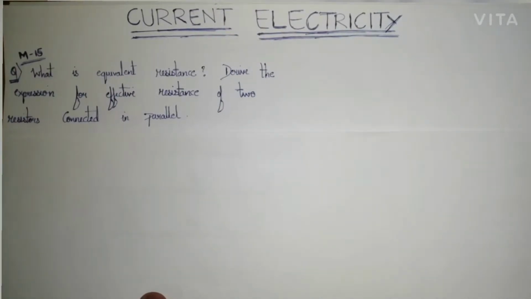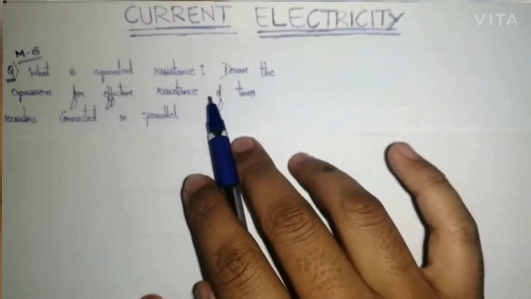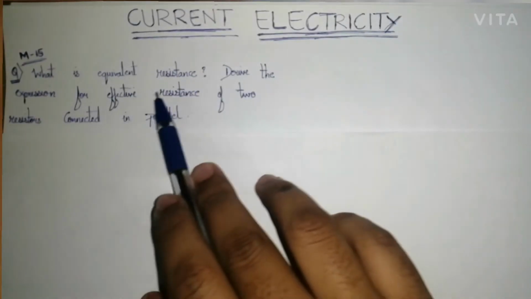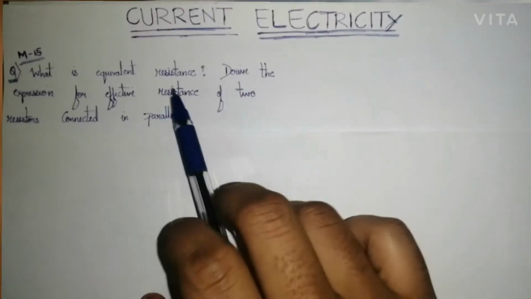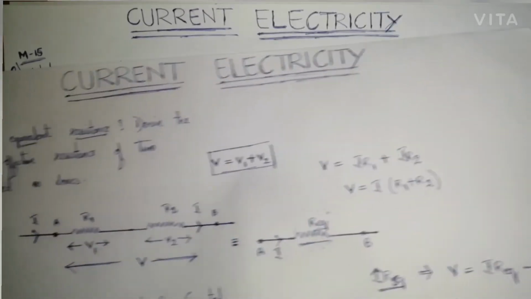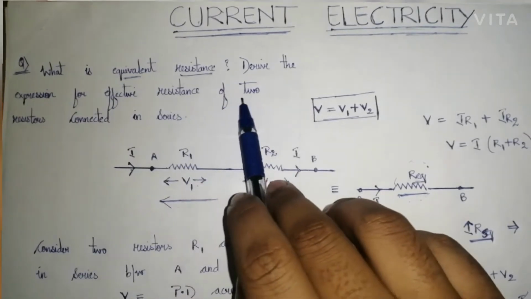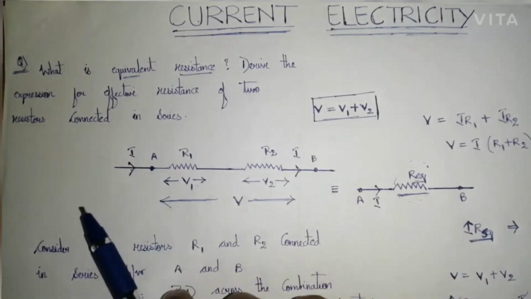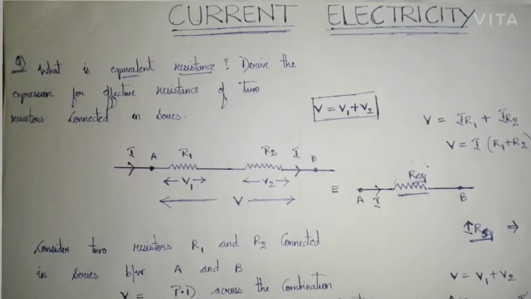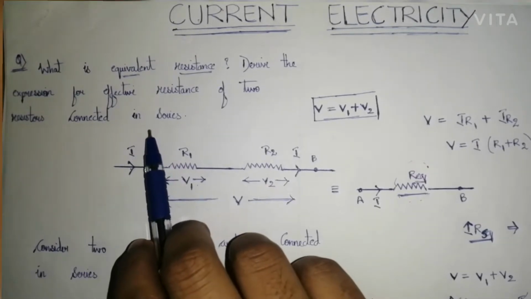So today we will be doing the most expected question series, that is hashtag 3, your equivalent resistance, and derive the effective resistance when two resistors are connected in parallel. As you all know, yesterday we had done when two resistors are connected in series. Am I right? We had done a video on this. So today we'll be deriving it in parallel.